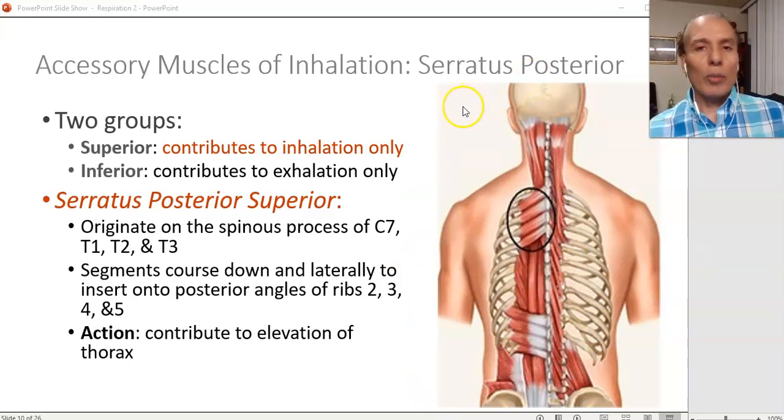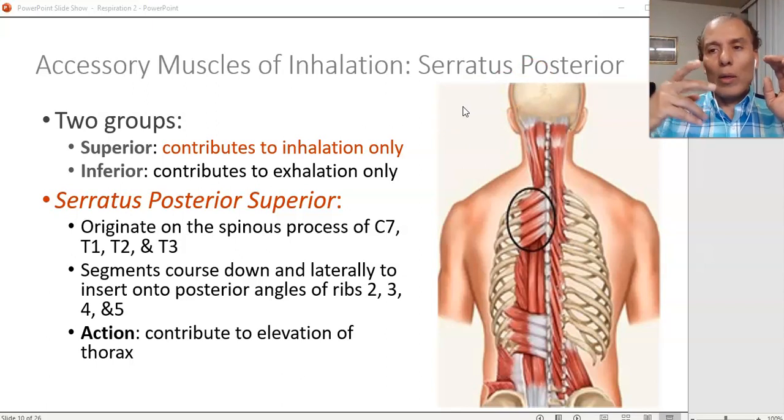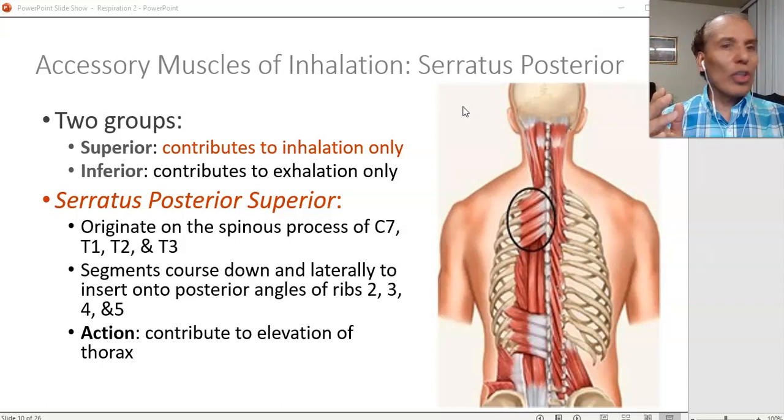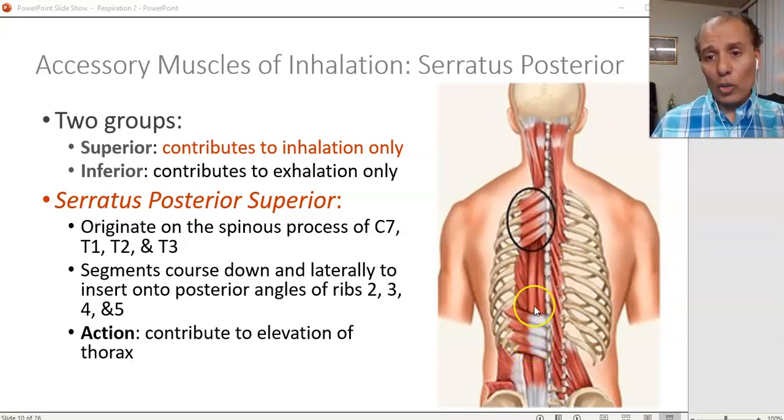Then we look at the serratus posterior. The serratus posterior involves two sets of muscles, and each set does a different job. So it is important. If I ask you a question and you say, oh, the serratus posterior does that, your answer doesn't mean anything. You have to tell me, is it the serratus posterior superior, or is it the serratus posterior inferior? Because each one has its own job.